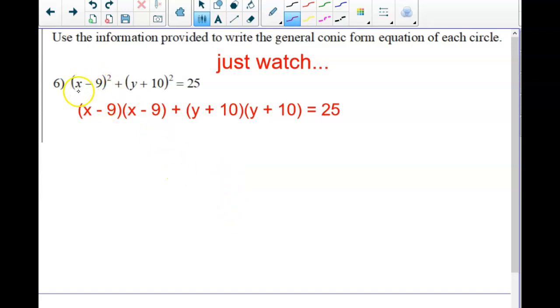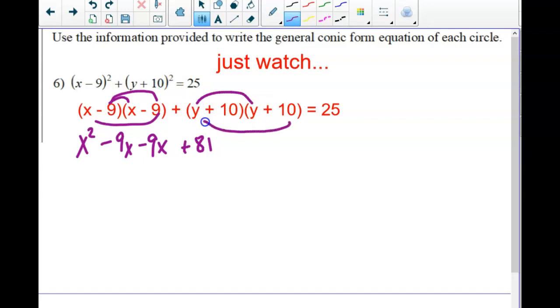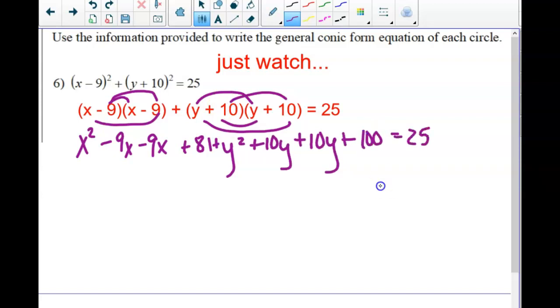So can you just watch up here real quick? If we had to make this all into what's called general conic form, or a big equation-y mess, x minus 9 squared, remember there's no shortcut, so we'd have to do x minus 9 times x minus 9, first times first, outer, inner, minus 9x, minus 9x, last times last, we'd have plus 81. And then the y plus 10, we'd have to do the same thing, FOIL it out. We have y squared plus 10y plus another 10y plus 10 times 10 is 100 equals 25.